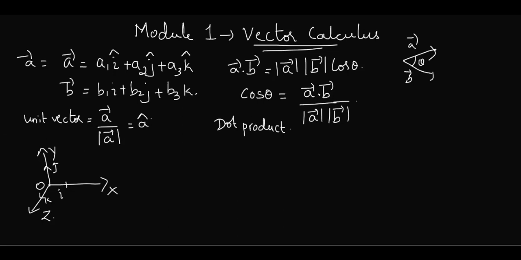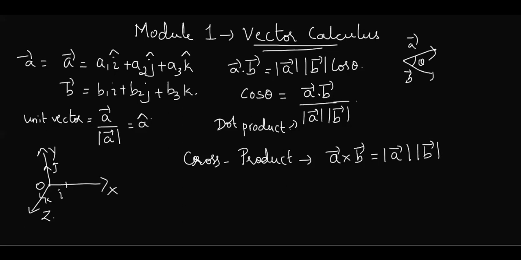One more thing is cross product. Suppose we have two vectors again, A and B. If theta is the angle between them, and I want to take the cross product of these two, it is denoted as A cross B and it is given by magnitude of A bar, magnitude of B bar, into sin theta, into n cap, or you can say eta cap.